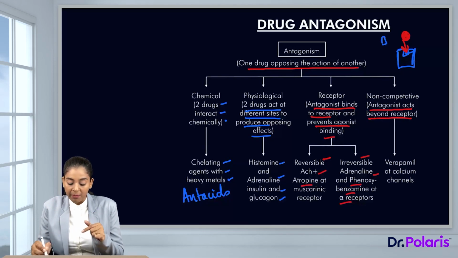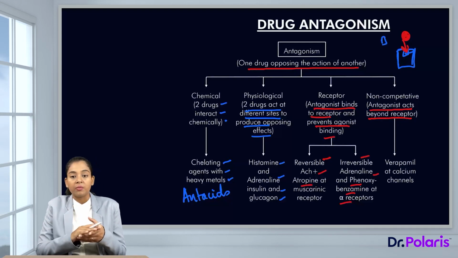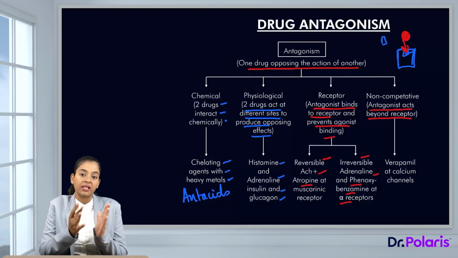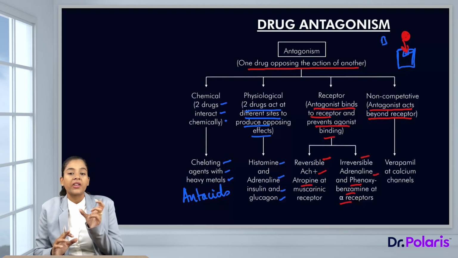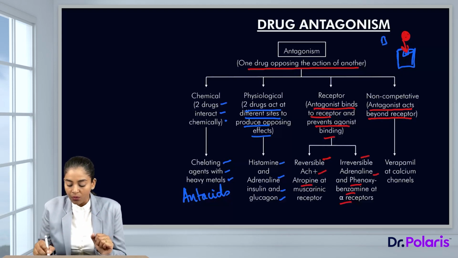This binding can be reversible or irreversible. Reversible means it will detach itself again from the receptor site. Irreversible means it will stay attached with the receptor till the end because of the difference in the bonds. If it is reversible, it attaches with the hydrogen bond. If it is irreversible, it attaches with the covalent bond. Now, there's a competition between the agonist and antagonist.